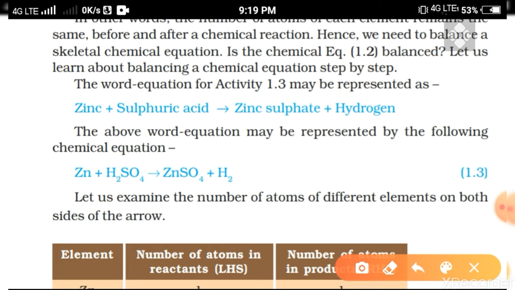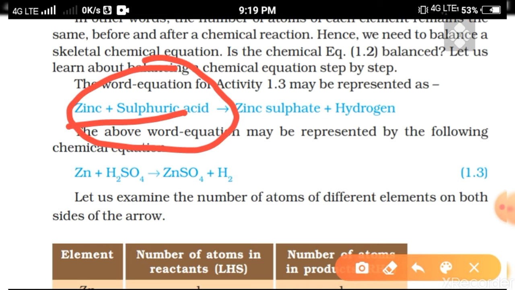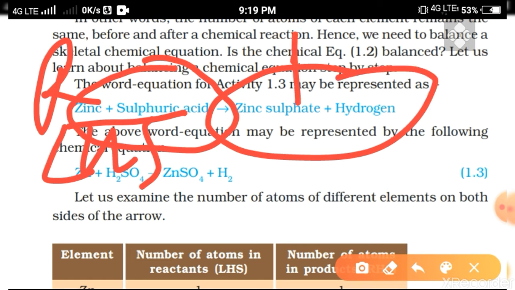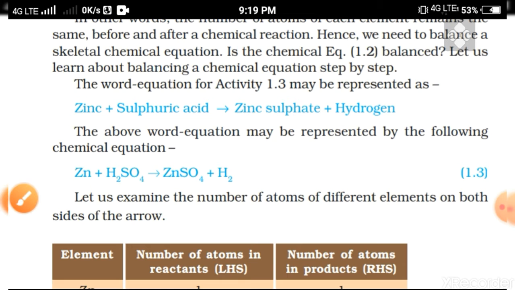You already know this side is the reactant, which is the LHS, and this side is the product, which is the RHS. You know about LHS and RHS. You also know what a reactant means, the number of molecules of the reactant.